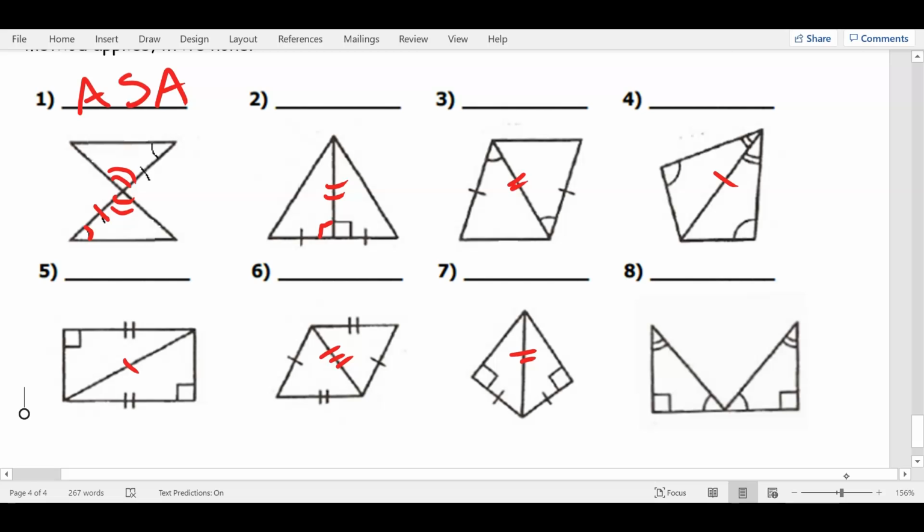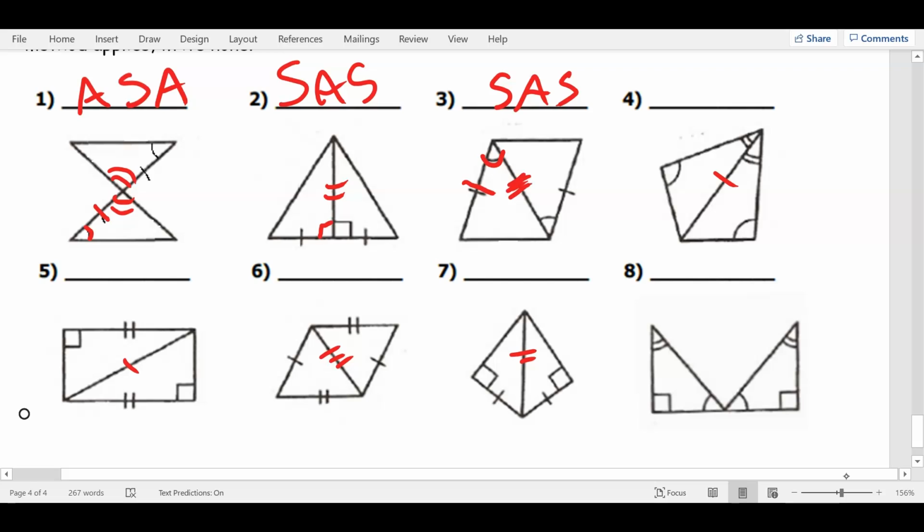So anyways, number 2. What is number 2? SAS. Y'all see the tick mark, then the right angle, then the tick mark. SAS. All right, number 3. What is this? Does everyone see number 3 is also side, angle, side, right? SAS.